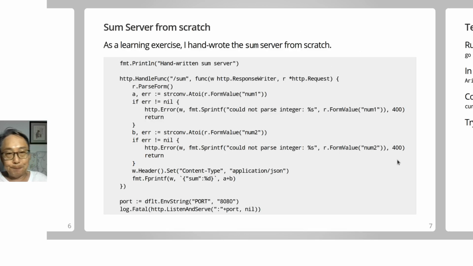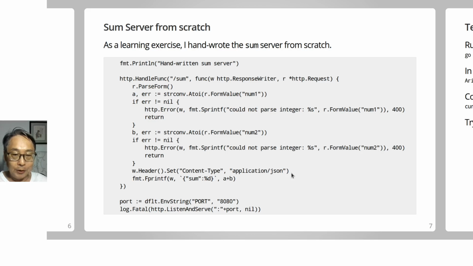So as a learning exercise, I hand wrote from scratch a Go server that implemented the sum service. This is 100% native Go standard library. So here is the sum endpoint, and the request is parsed. And notice that I had to use conversions from strings to integer, because that's what HTTP JSON is, passing around strings. And if I could not parse the string, I return an error saying I could not parse that integer. And the return code is 400. We all know 404. 400 is bad request.